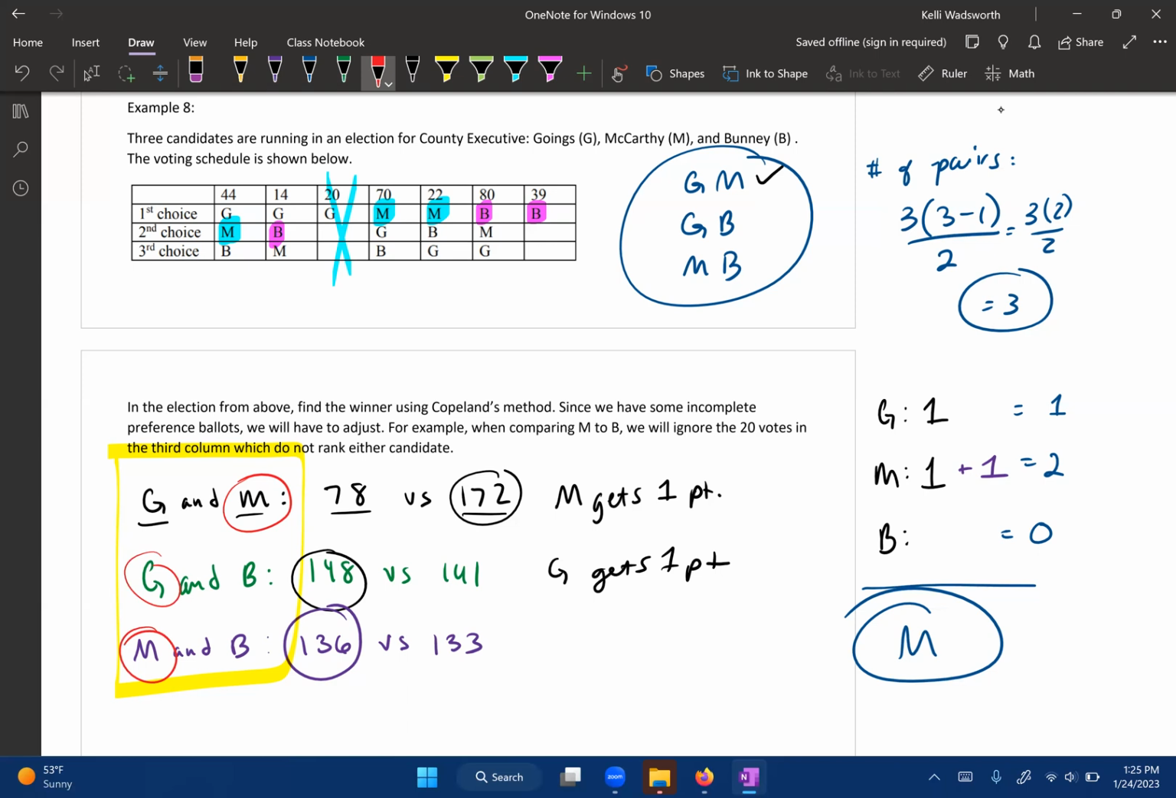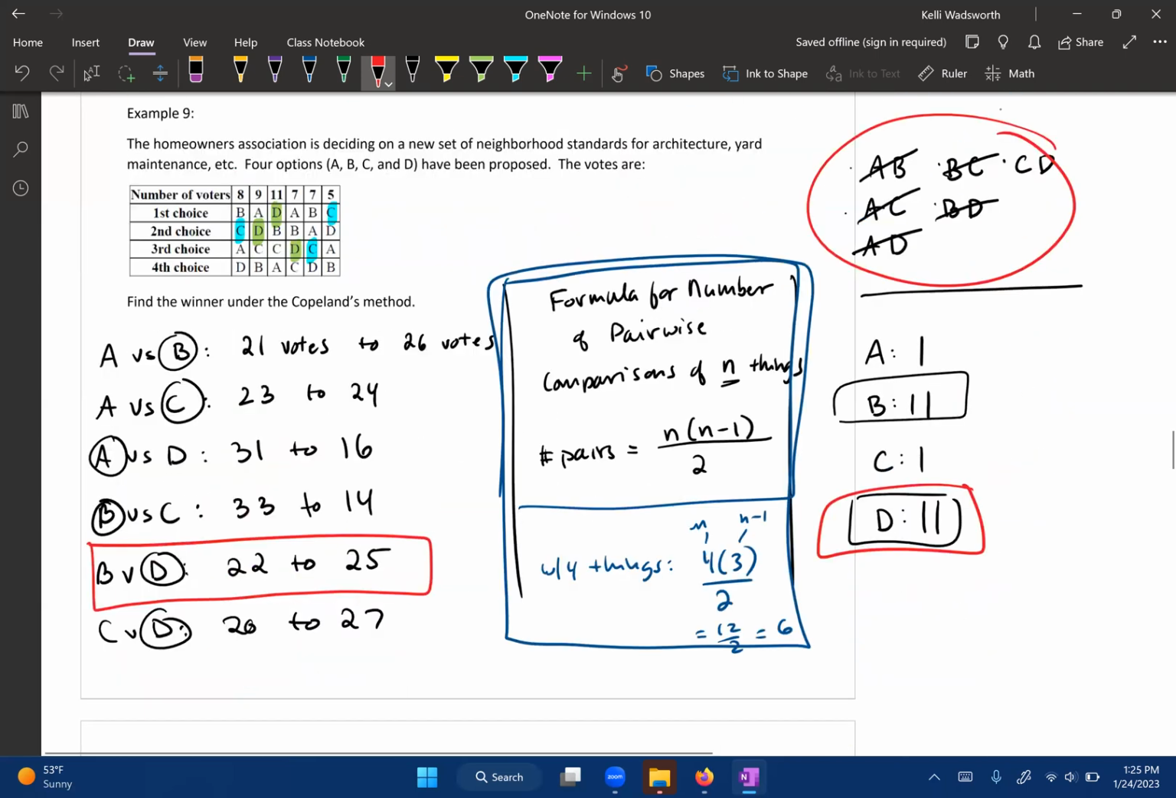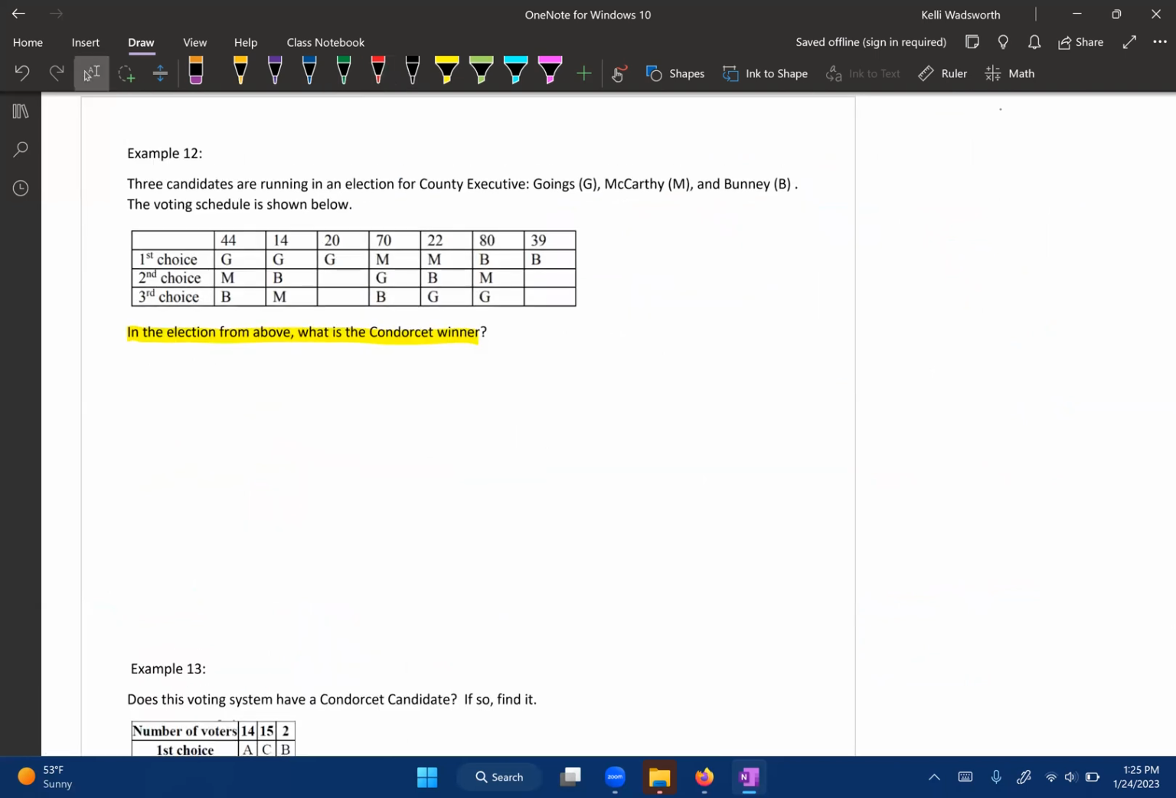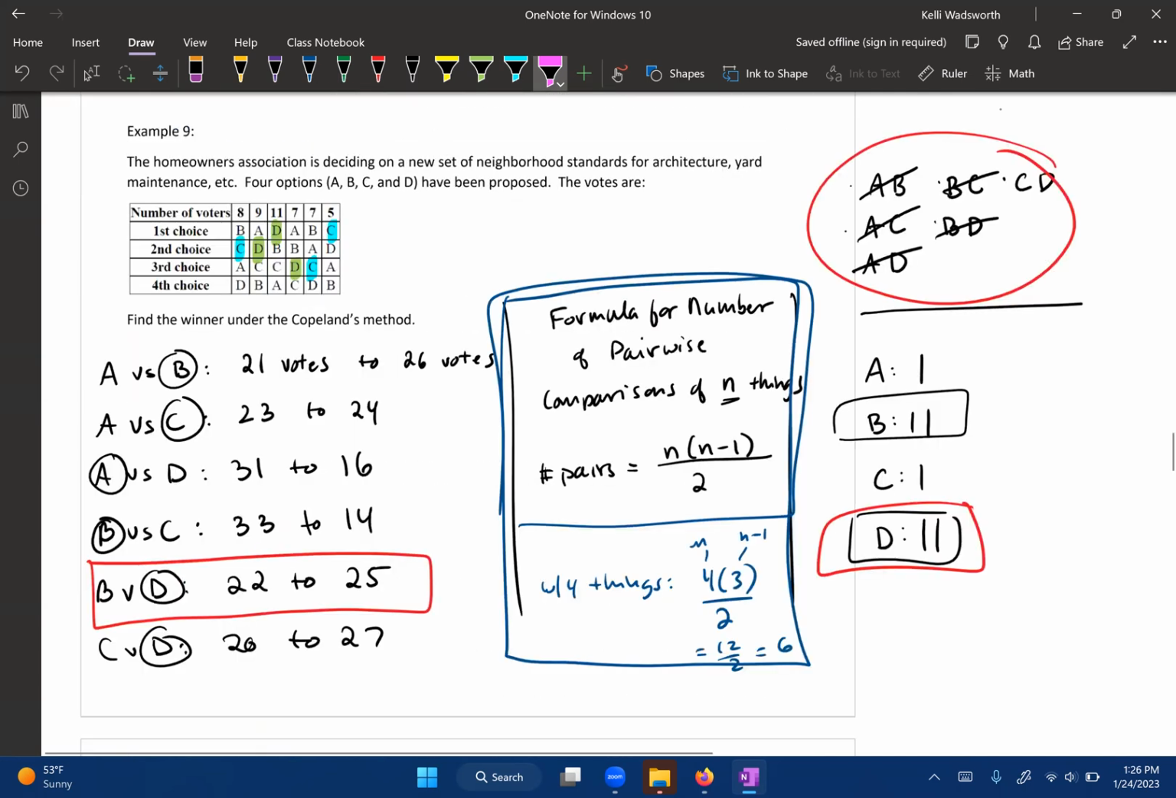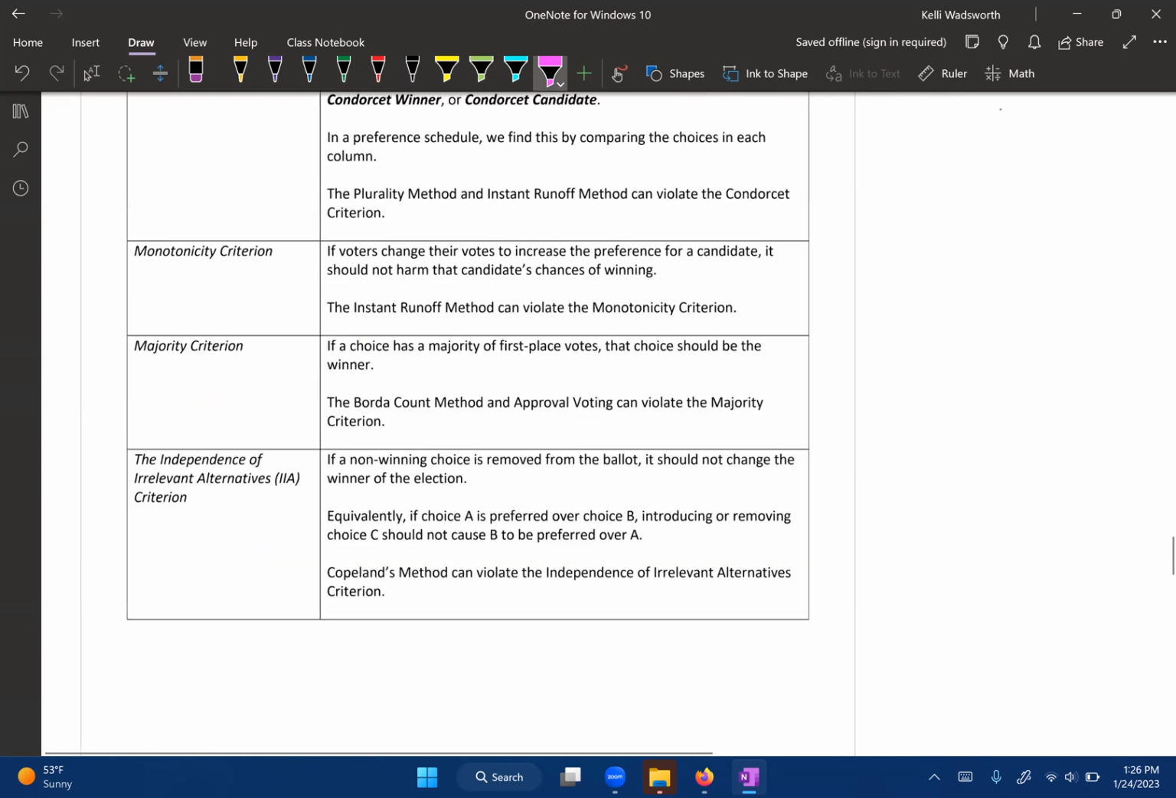So we had 2 M's and a G. Okay, let's go back to what we're doing now. In order to find the Condorcet winner, we have to have all the pairwise comparisons, just like we did before. So we would have G versus M, G versus B, and M versus B. And we found that McCarthy was preferred here, McCarthy was preferred here, and was it G that was preferred? Dang it. Now I can't remember. I tried to remember, I couldn't remember.